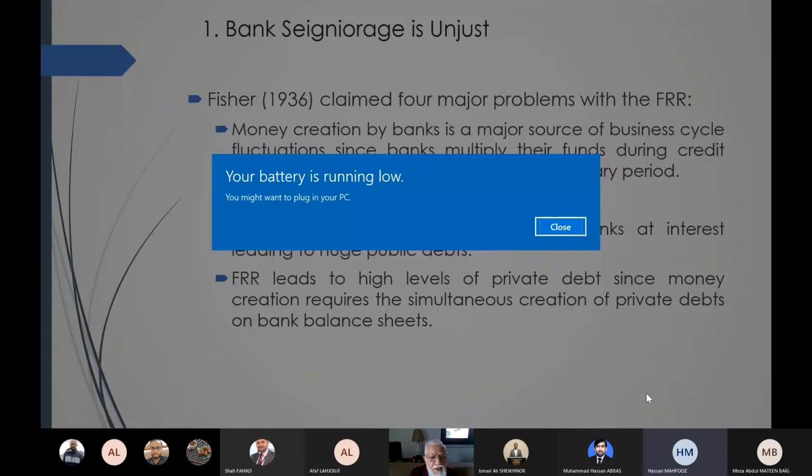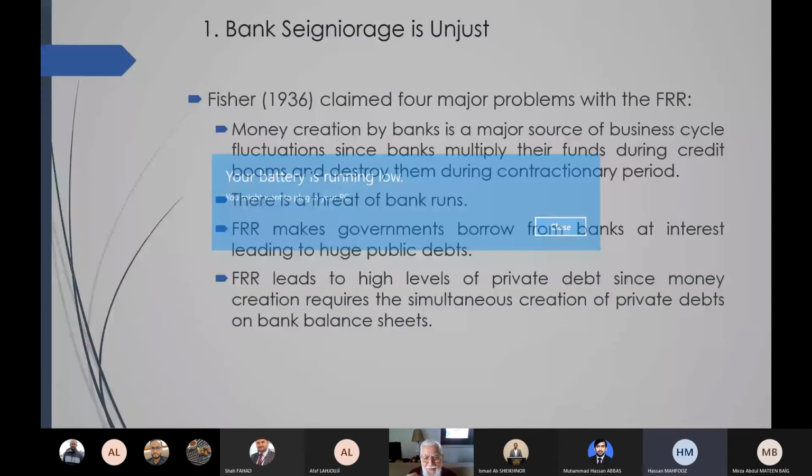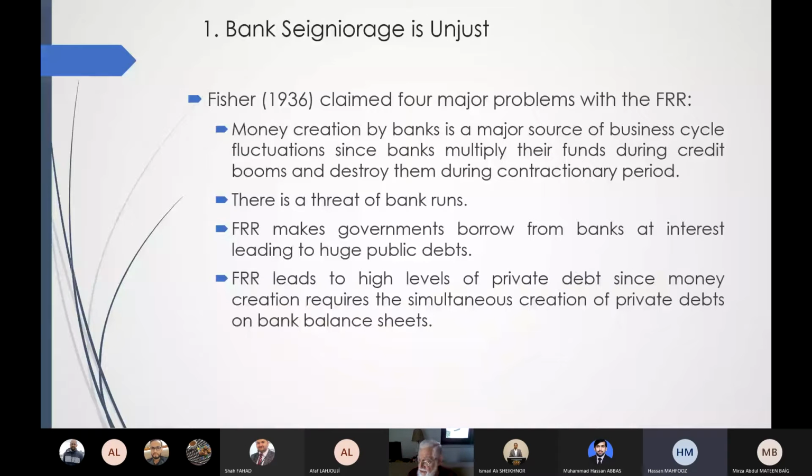My battery? My battery or your battery is weak? Oh, this is my battery. Okay. Okay, Professor, before my laptop shuts down, I think I need to rush to my charger. Yes. Okay. Well, anyway, put it on charger. I keep it on charger while I am in class. Okay.